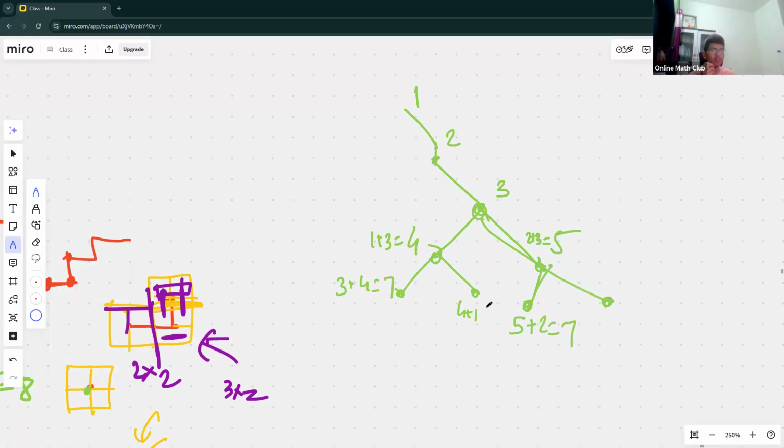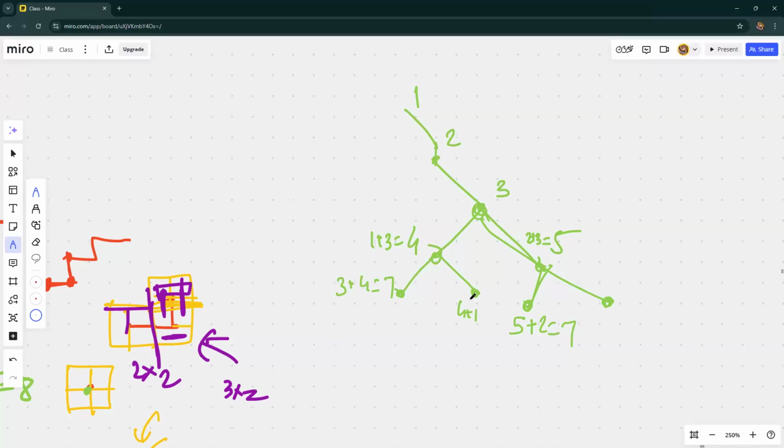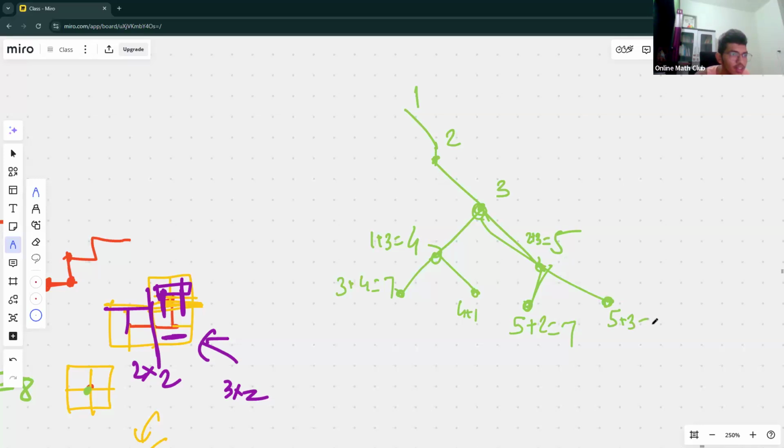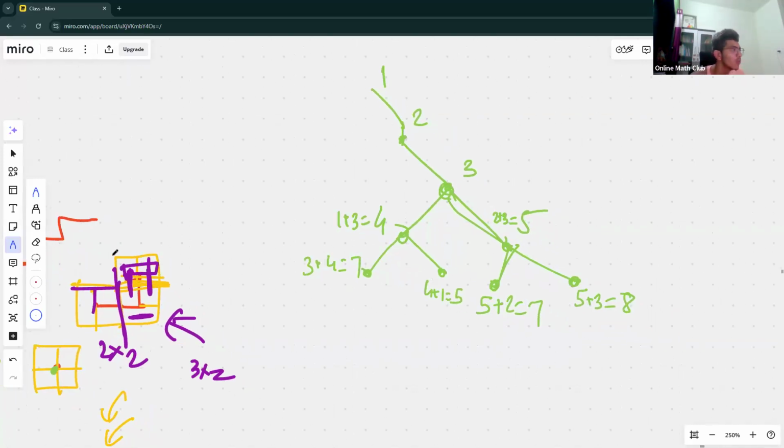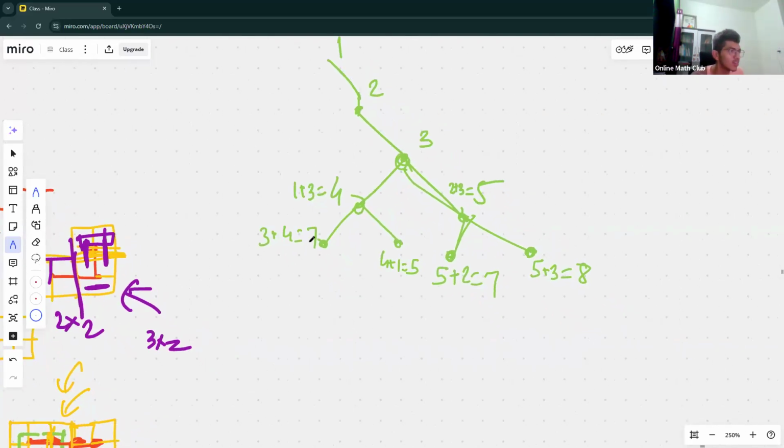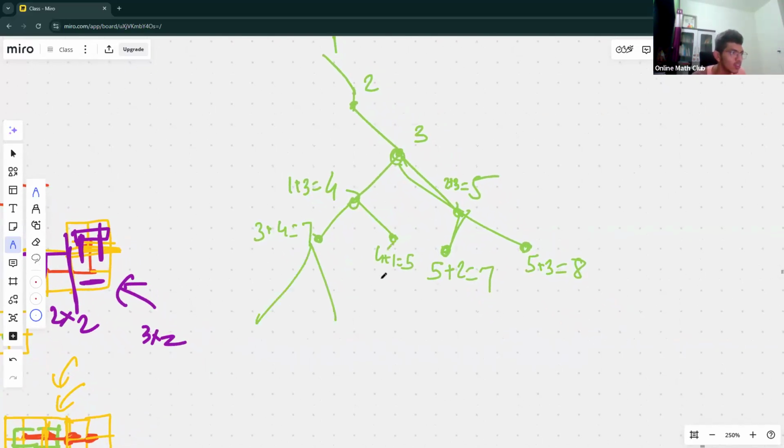And what will be this number? 8. Uh, 5 plus 3, 8. I should write it nicely. Okay. Now we will extend this again, and you guys have to tell me because I'm not going to calculate everything. So now tell me what will be here.